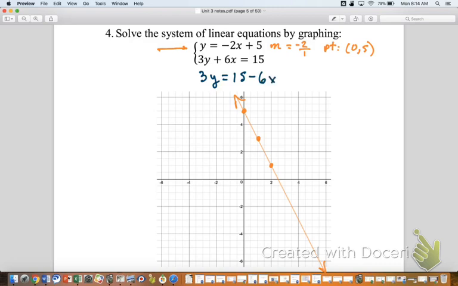And then, Chase, what would I do to finish this off to get it all the way in slope-intercept form? Divide by 3, both sides. Sure. And if I did that, what would I get? You get y equals 5 minus 2x. Okay, so what do you guys notice about the blue line? Kind of interesting. They're the same line. Oh, it is the same line, right? So the point and the slope are the same. So if I graph this, it's going to be the same graph, right?